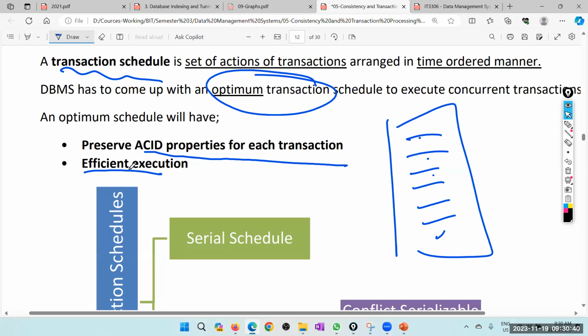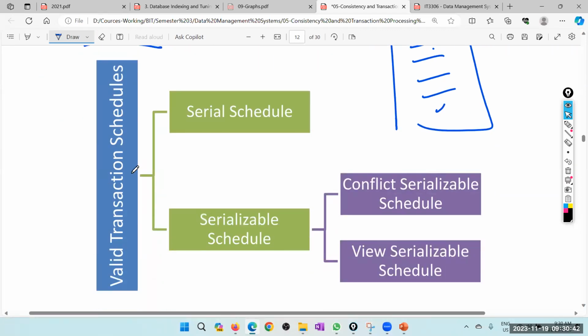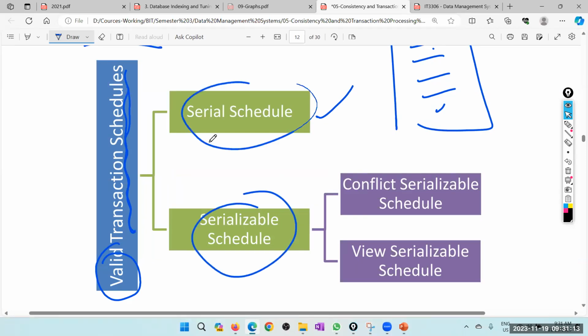Right. So these are the possible transaction schedules. What are those possible valid transaction schedules? Remember the words possible valid transaction schedule. That means these are valid, asset properties are preserved, and these are transaction schedules, right? So we can look at two types of valid transaction schedules: serial schedule and serializable schedule. Both are valid.